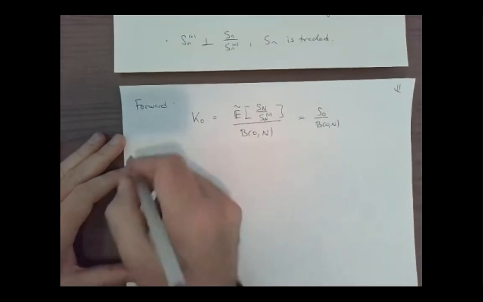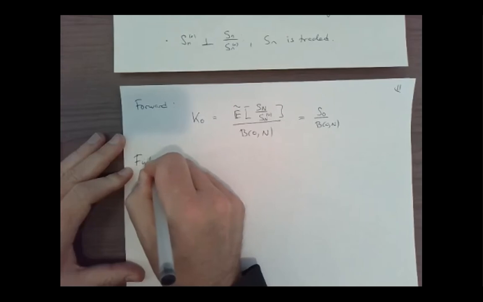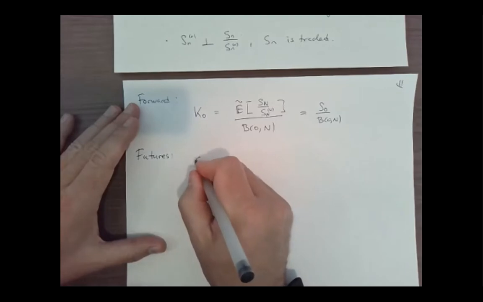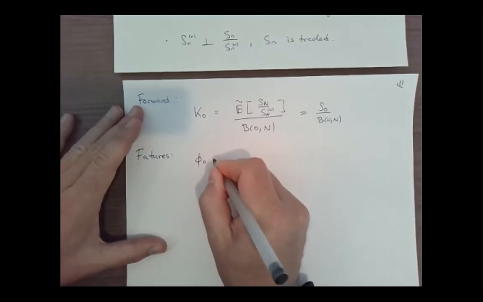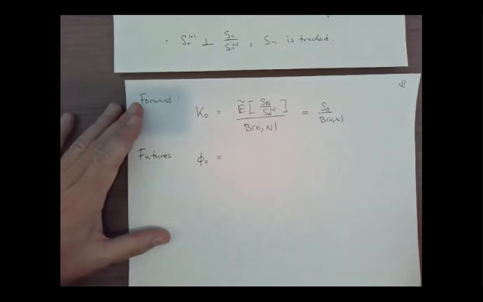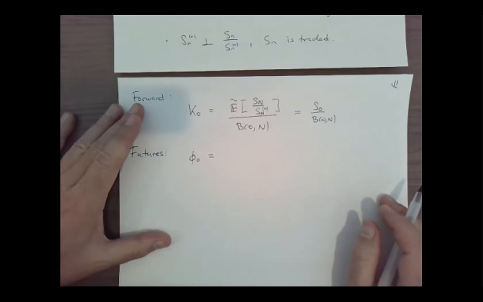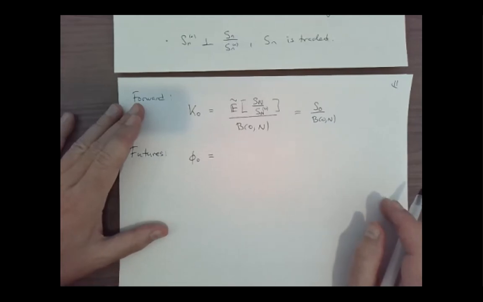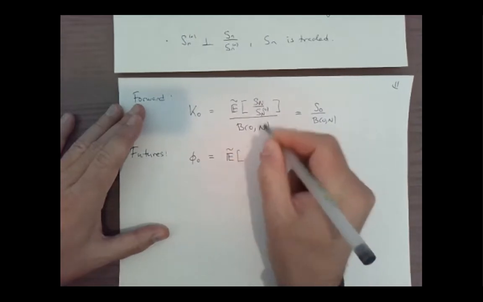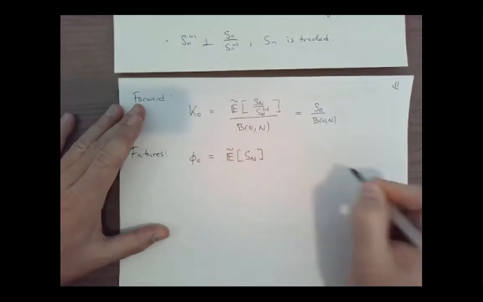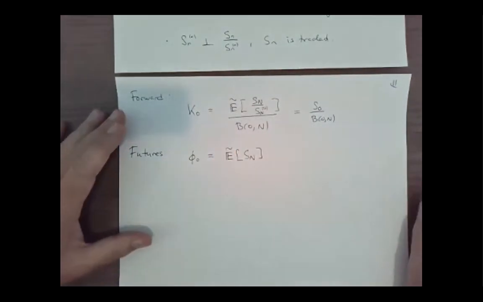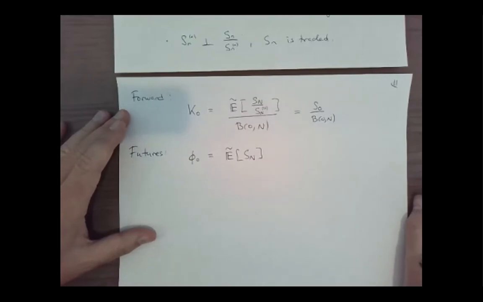So that's one expression. Then we also have the futures, and the futures was my phi 0. In this exercise, it's called phi 0. I think we called it F before. So for the futures price, this would just be the expectation of Sn. And the question is, what is the relationship between these two?